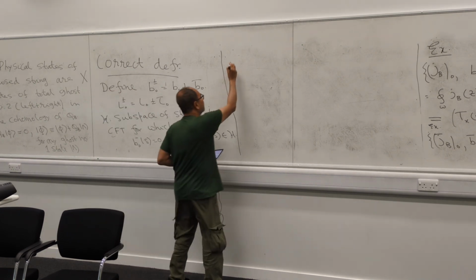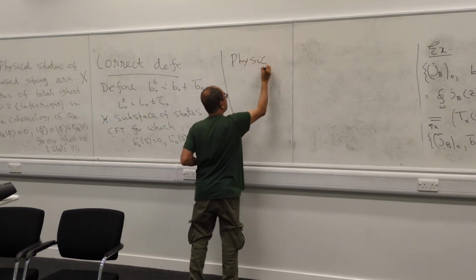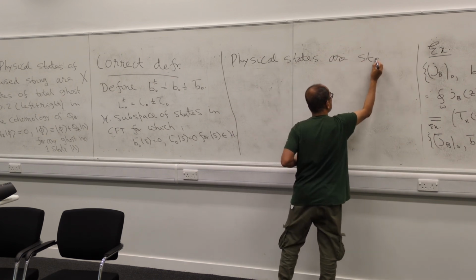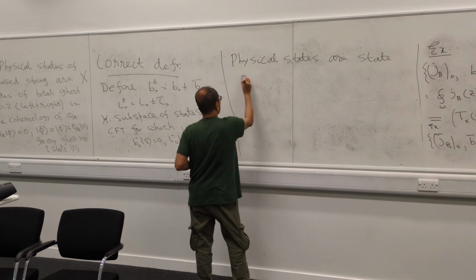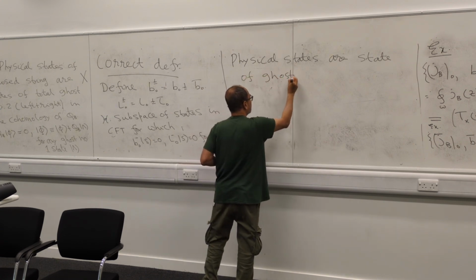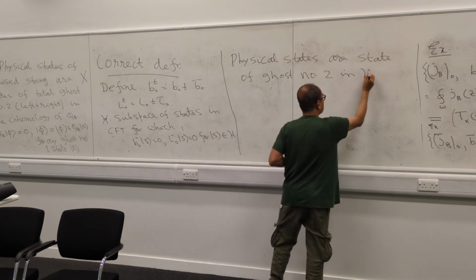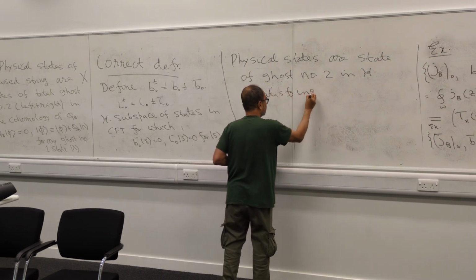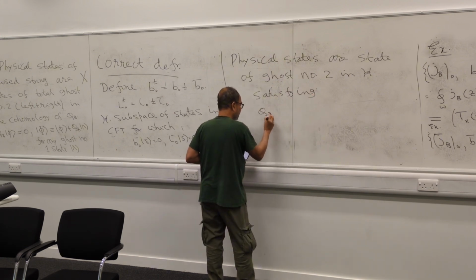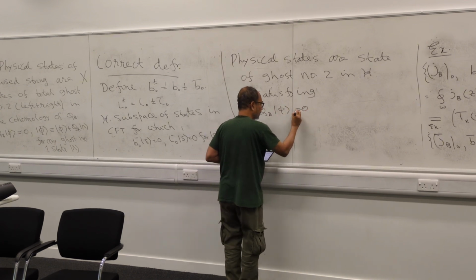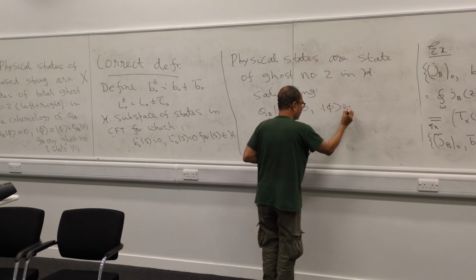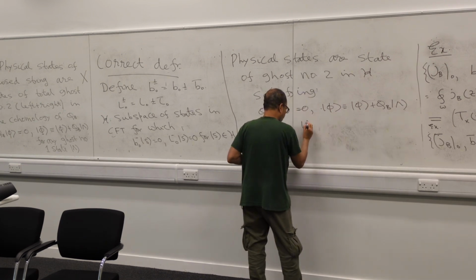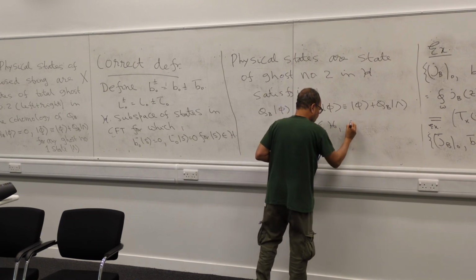And now I define the physical states. They are states of ghost number 2 in H satisfying QB on phi equal to 0, and phi is equivalent to phi plus QB lambda, where both phi and lambda are in H.